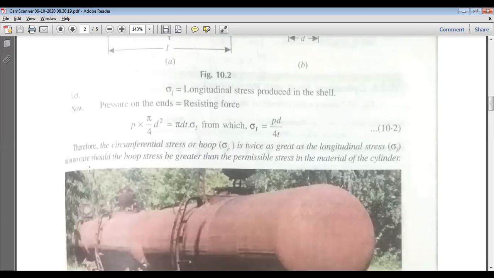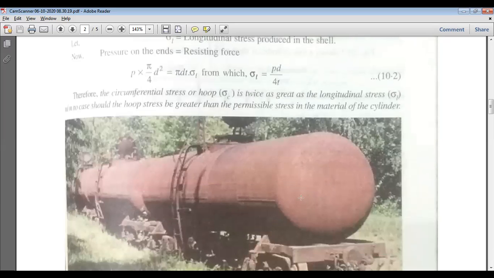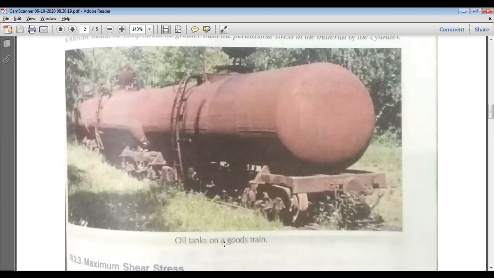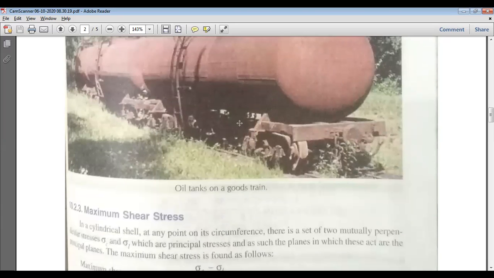But in case the hoop stress should be greater than the permissible stress in the material of the cylinder. So this is the cylinder we are talking about. This is the oil tank on a goods train. So this is an oil tank that is being carried by a carriage.